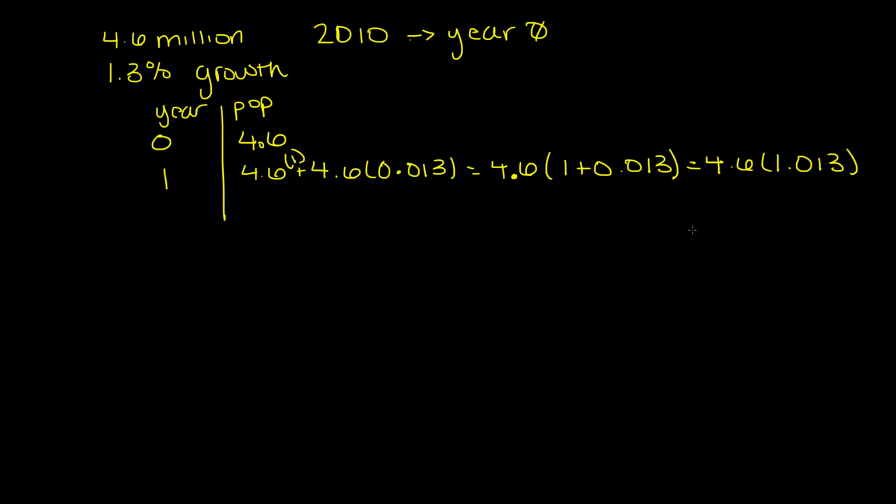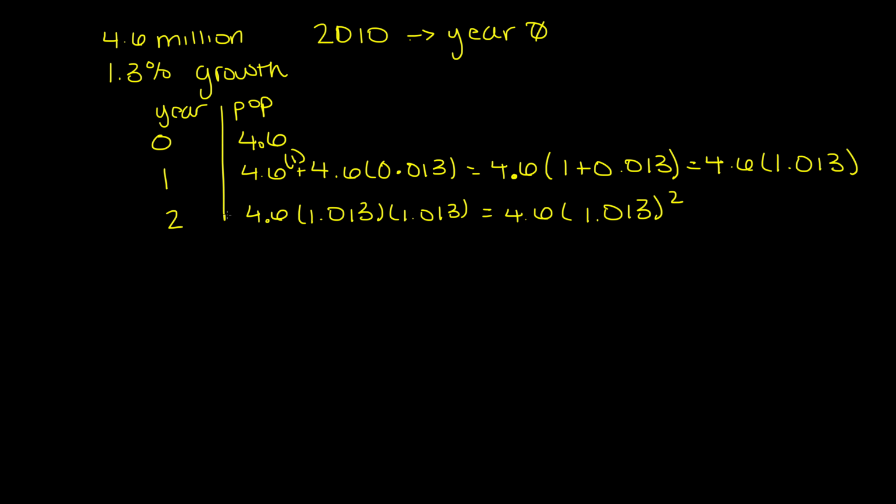All right, so the year after, well, that's year 2. We have a 4.6, the population from before, 1.013. And we're going to be multiplying this by, again, the new babies that came, 1.013. So 100% of the population plus the babies. So this is 4.6 times 1.013 squared. And we're going to keep doing that.